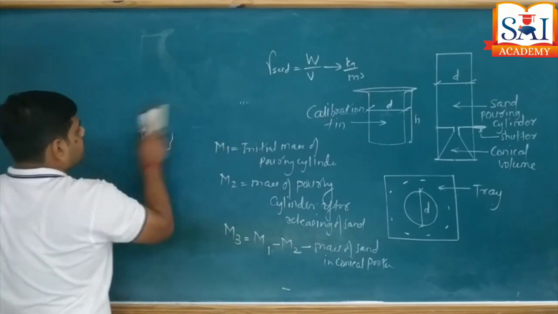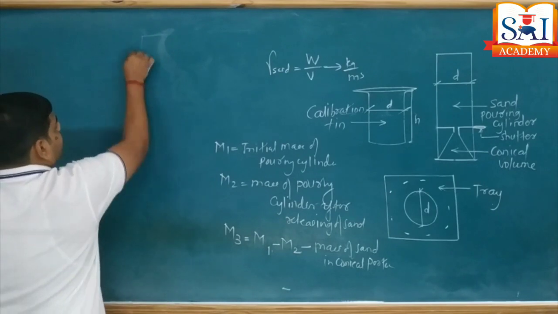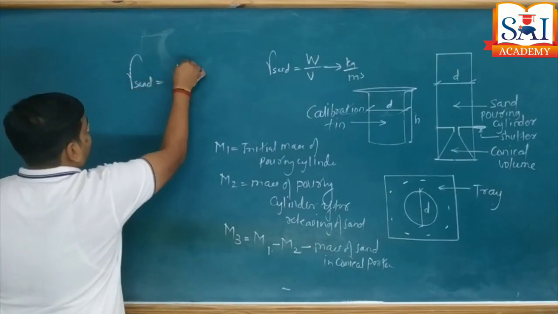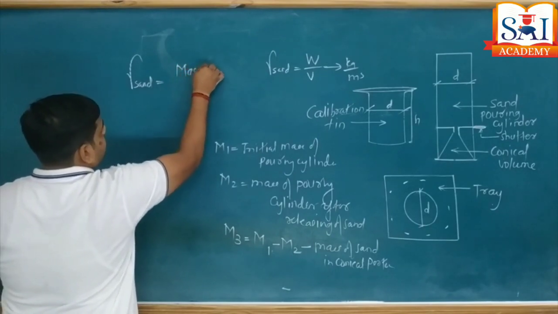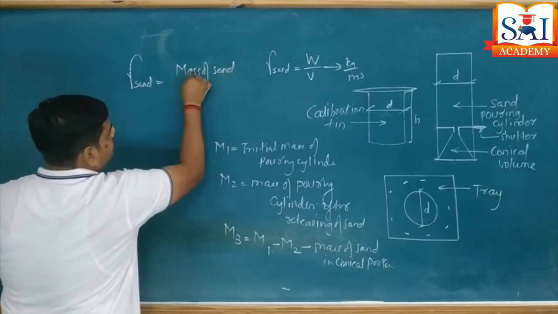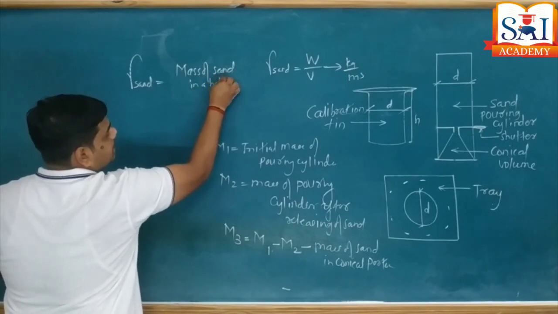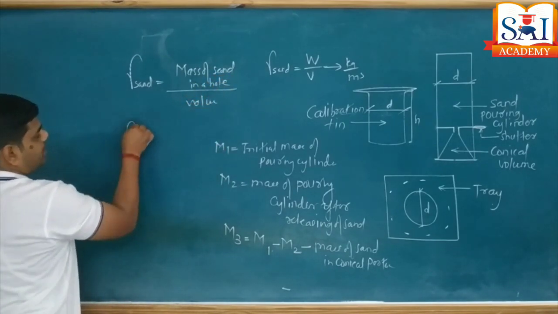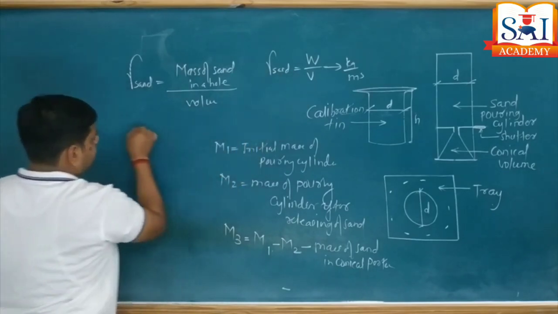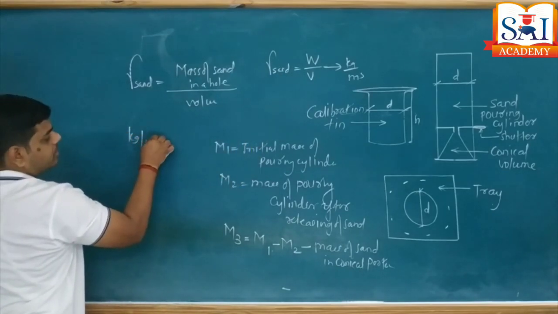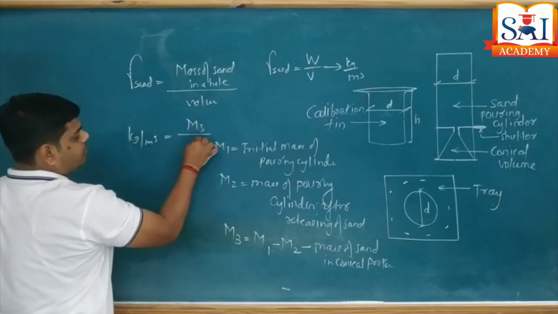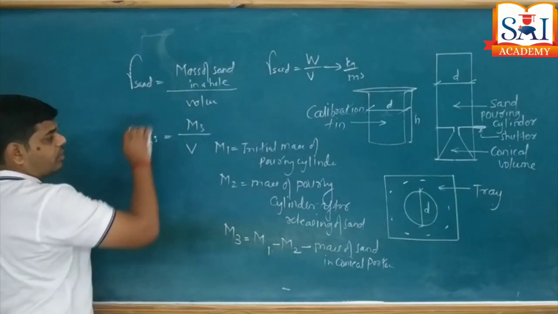Okay, now I will use this technique. Bulk unit weight of sand is equal to mass of sand in a hole divided by volume. So gamma sand is known to us in kg per meter cube. Mass of sand m3 is known. You can get the value of what? Volume. So I got the volume of the hole.